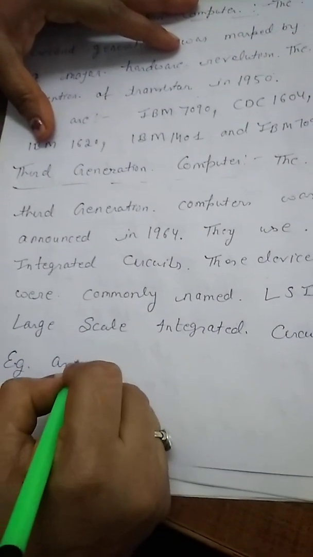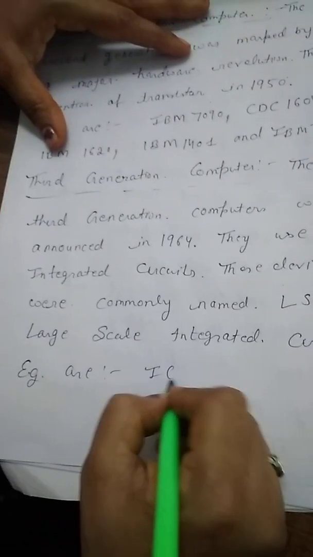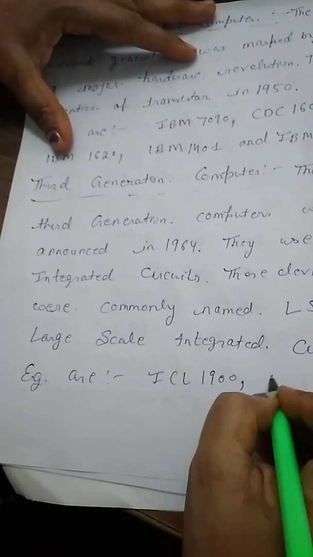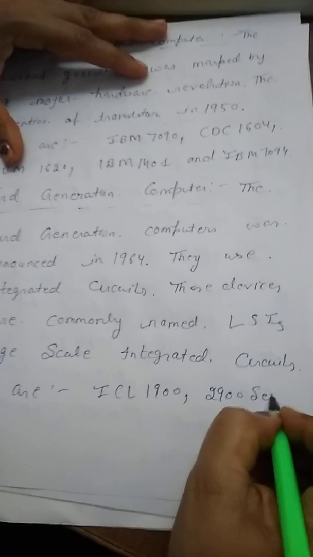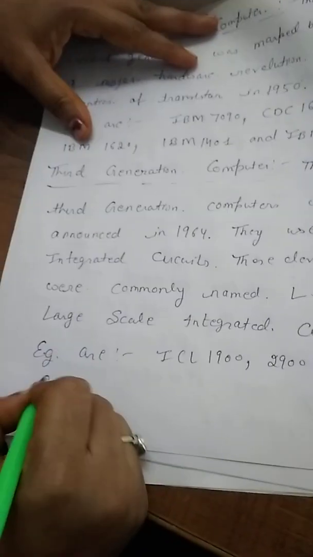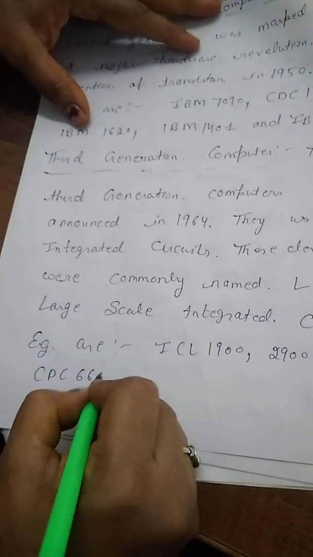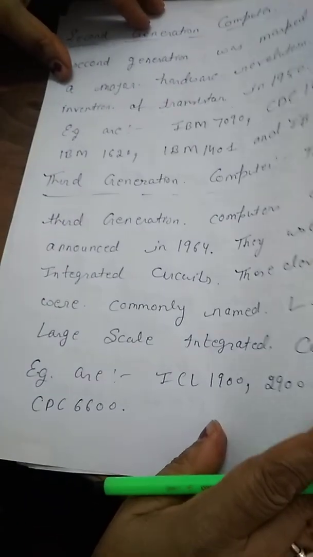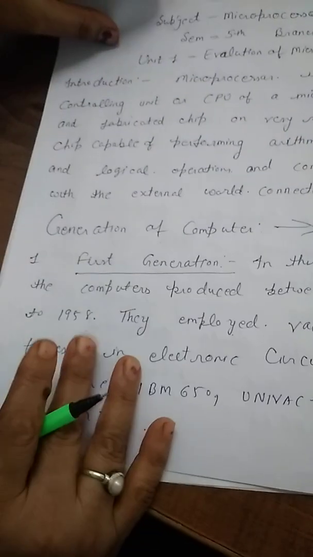Examples are ICL 1900, 2900 series, CDC 600, 6600.